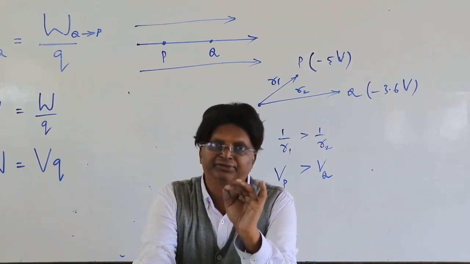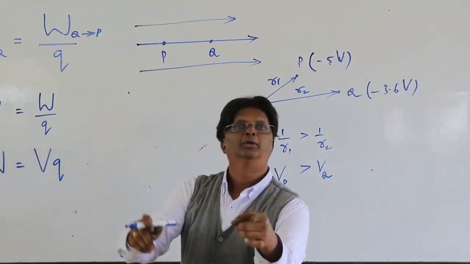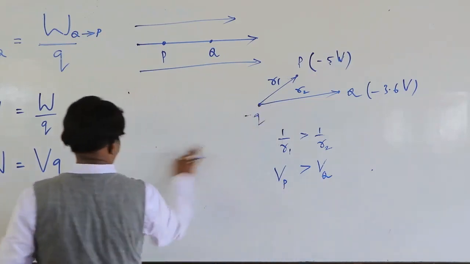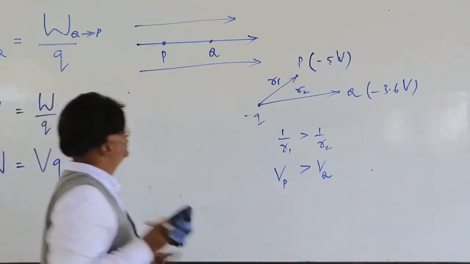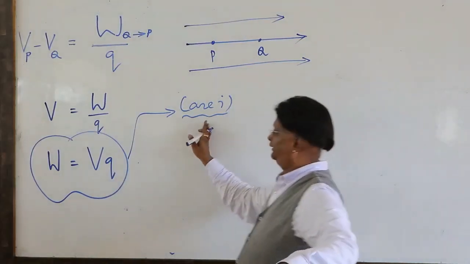This is what a fish is. In this way, every time you have to use your brain. What is that? W is equal to VQ. Let me now discuss some cases. W equal to VQ. I am writing this as case 1. What is case 1?